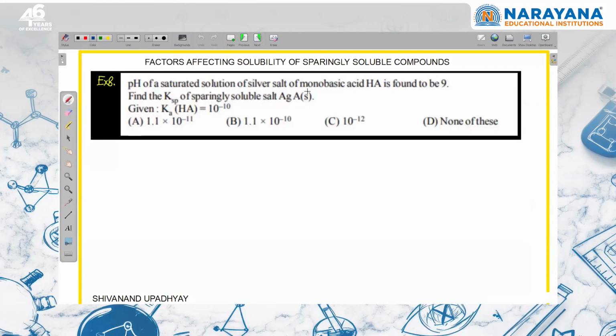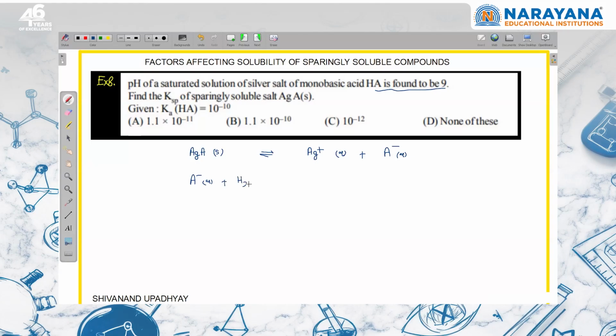The pH of a saturated silver salt of monobasic acid HA is found to be 9. So we have a saturated solution of the silver salt of this acid. I can write AgA; in place of H, I am writing Ag. So this is a salt and this is a sparingly soluble salt. So there is a saturated solution. I can write Ag plus ion in aqueous state and A minus ion in aqueous state. And they are saying that the pH was found to be 9. They have not mentioned whether any buffer is there or not. So this is an indication, because they have mentioned that the acid is weak, so we have to consider the hydrolysis of A minus ion.